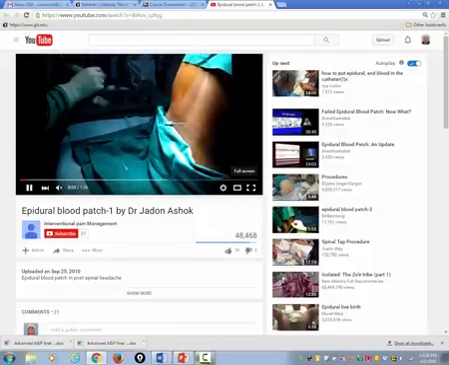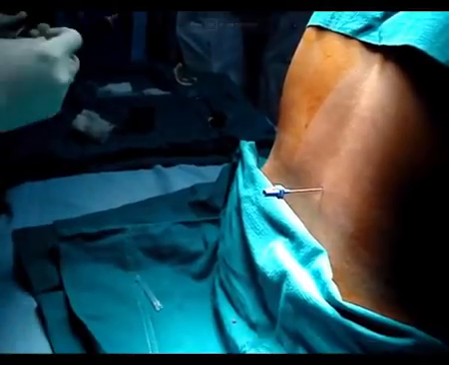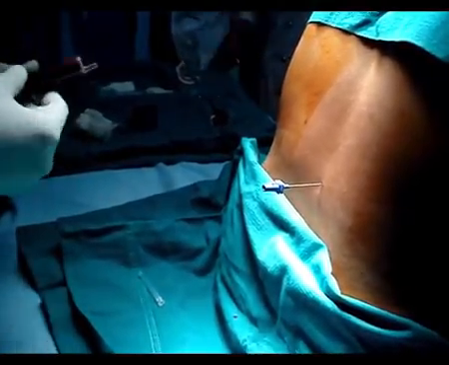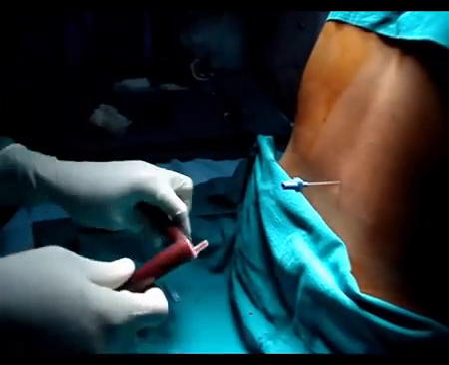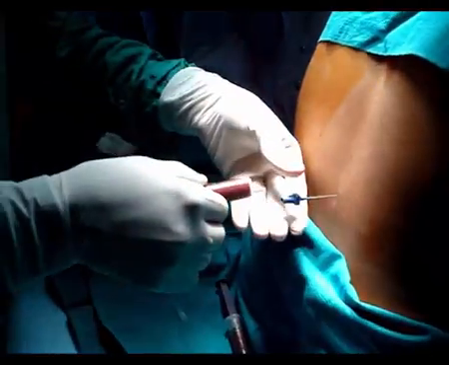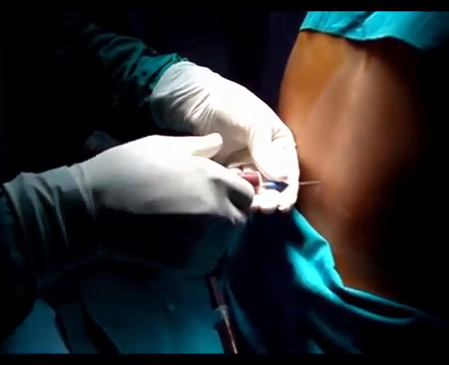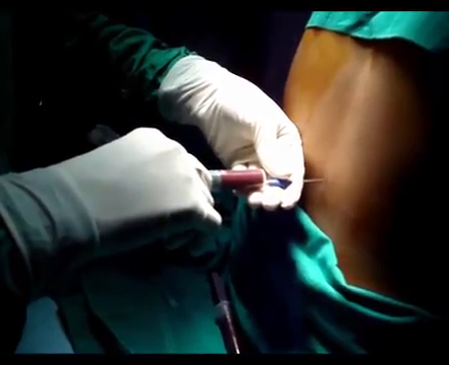So what they do is they put in a spinal needle again. Then they draw about 20 cc's of the patient's own blood. Blood that is outside the cardiovascular system will clot. So they will inject that blood into the epidural space in the hope that when it clots, it will block off that hole. That's a blood patch. Isn't that lovely?